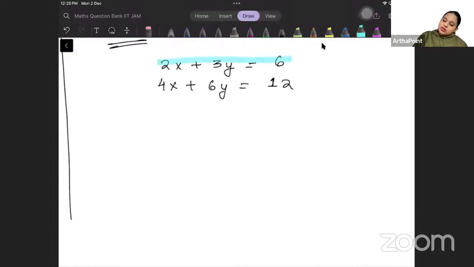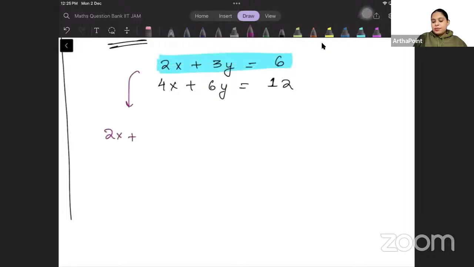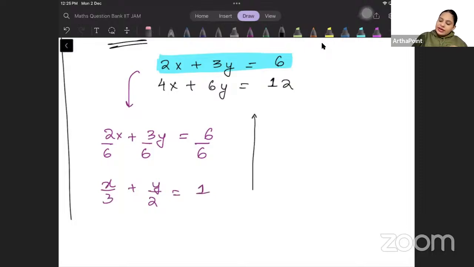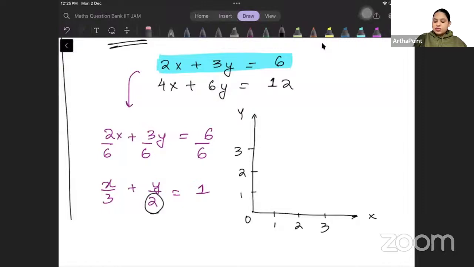If you notice here, if I try to plot this one, 2x plus 3y equal to 6, I divide throughout by 6. I get x by 3 plus y by 2 is equal to 1. So if I take x here and y here, I'll get x as 1, 2, 3 and y as 1, 2, 3. So the intercepts are 3 and 2 here. So this is the line that I will get.